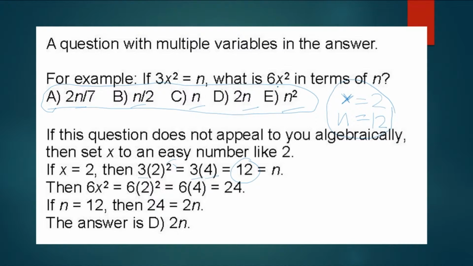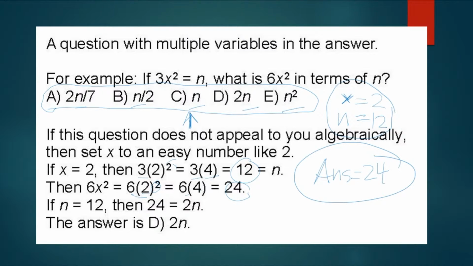So what is 6x squared in terms of n? Well, if x is equal to 2, as we've established, 6 times 2 squared is equal to 6 times 4, which is equal to 24. So I literally write this out: ANS is equal to 24. That is the answer we're looking for in this problem. So if n is equal to 12, as we defined it, and that's why we wrote it down, and the answer is equal to 24, let's start here in the middle.